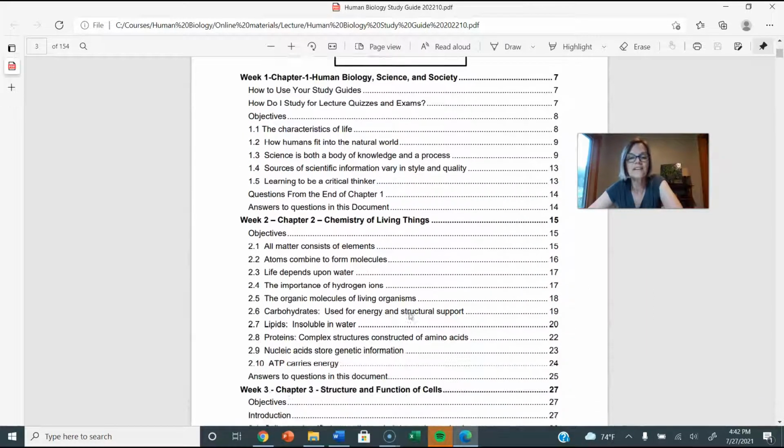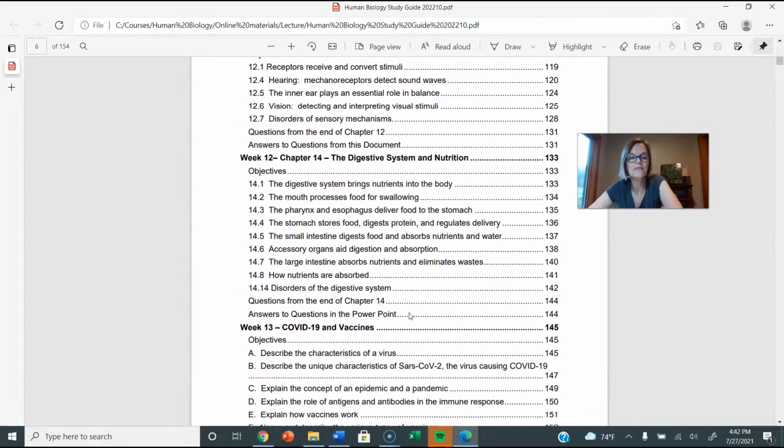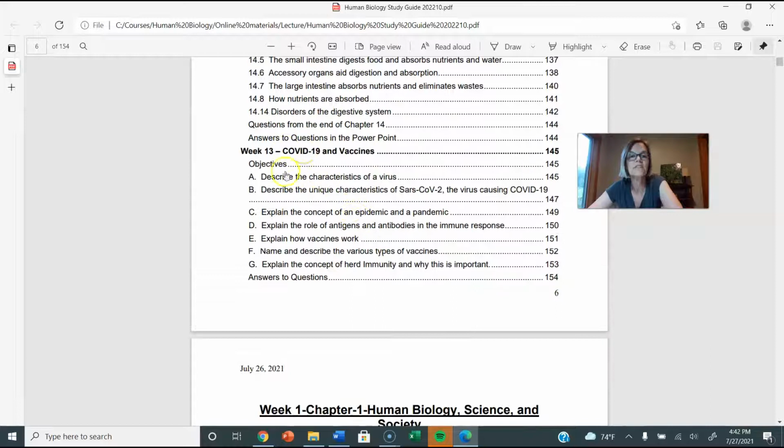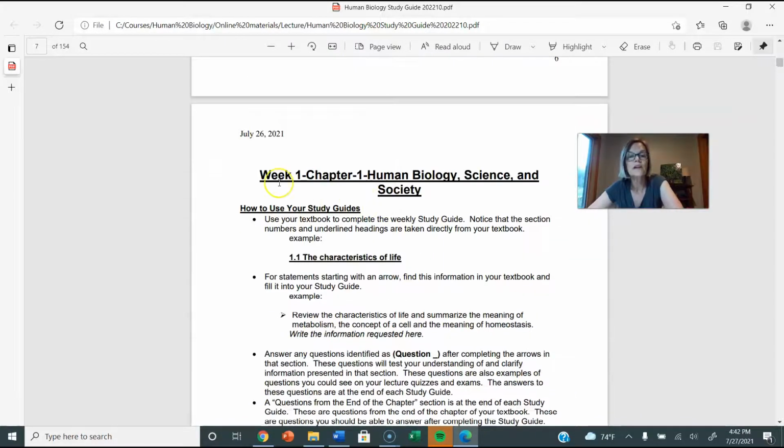Okay, there's a table of contents. And notice we will be talking about COVID, but not till the very end. We have a last lecture, and I do talk about COVID and vaccines and hopefully give you some information that can be helpful. But here's week 1. And you can see, I just give you a little bit of background on how to use your study guide.